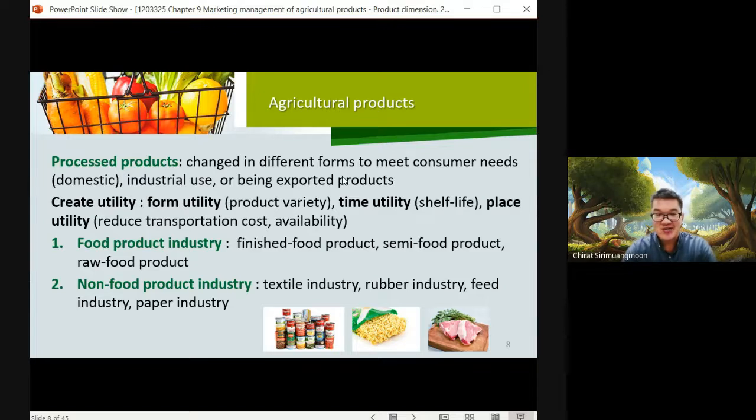How about the non-food product industry? So non-food product industry can be textile, like the clothes. We also use some part like cotton to produce it. Rubber industry, we use the rubber sap. We might have feed industry. We have the corn and then feed to the cows. We have paper industry that we use the tissues from the tree and then just bind it and make it into paper. So agricultural products can serve in many places. It can be served for the food industry and also non-food industry. So for now, you have the general idea, okay, when you think about agricultural products, can be raw materials and the processed product.